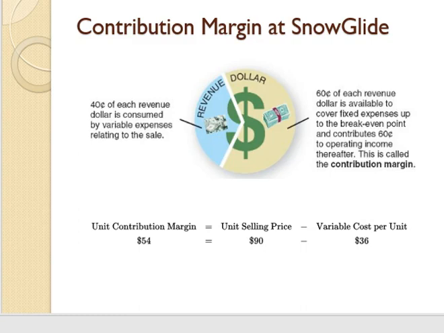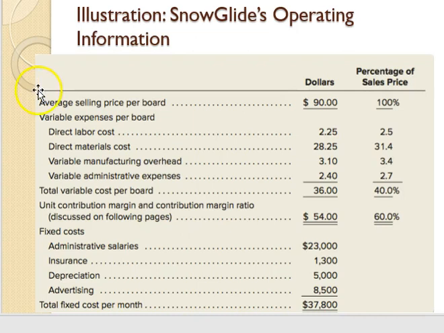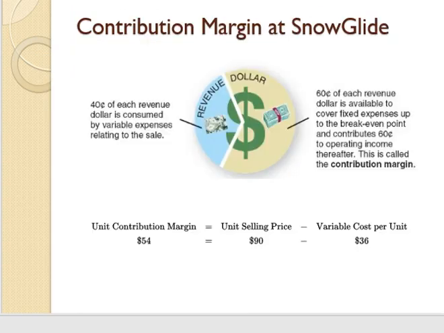So here, for example, as we were just showing you in this particular example, here's what it all comes down to. Here's my $54 contribution margin, because my variable cost is 36 and my selling price is 90. As you see there, here's a graphical diagram of that. You can see my unit contribution margin is 54, my unit selling price is 90, and 36 is my variable cost per unit.